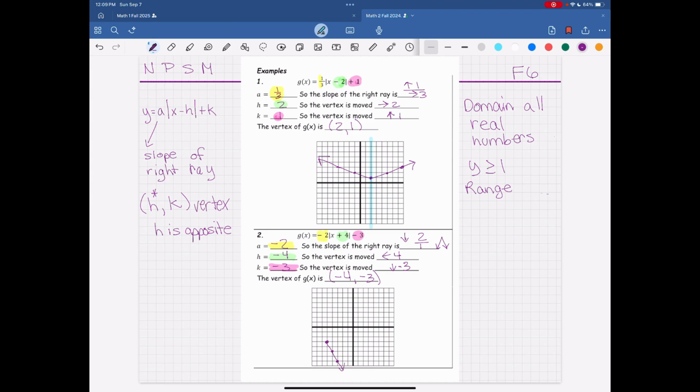And then again, we are symmetrical around the axis of symmetry, which goes straight through the vertex. And so from the vertex, you're going to go down 2, left 1. Down 2, left 1 to get us this symmetrical upside down V shape. Again, the domain is all real numbers, but this time the range is y is less than or equal to negative 3.